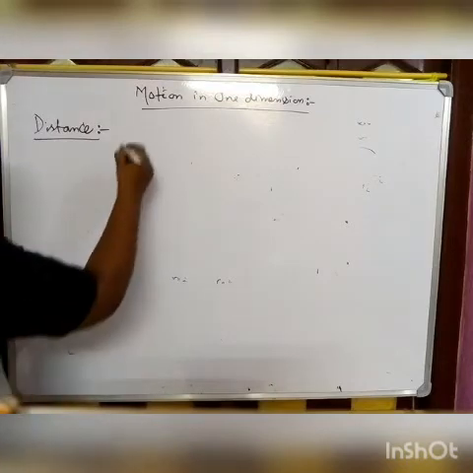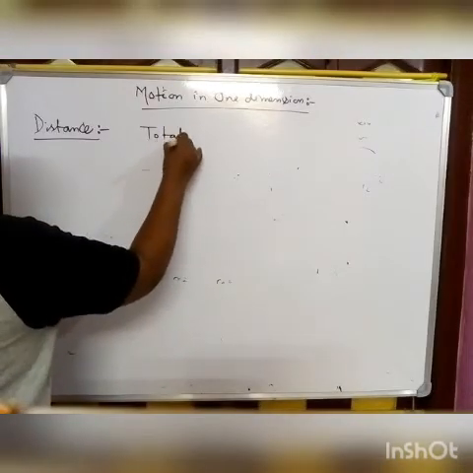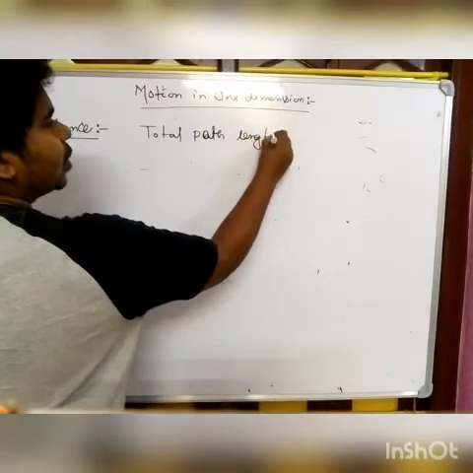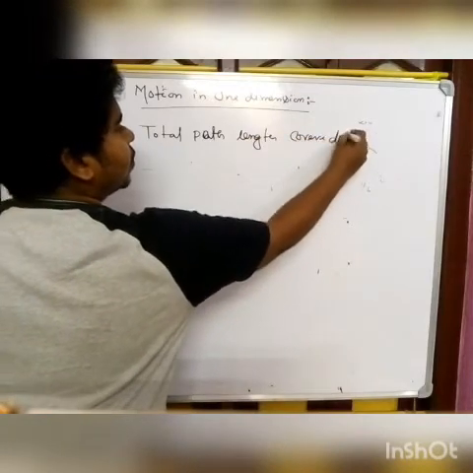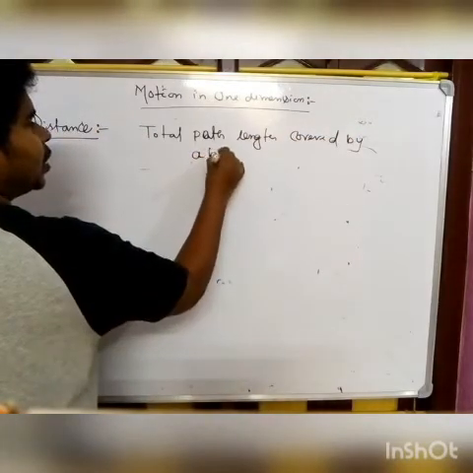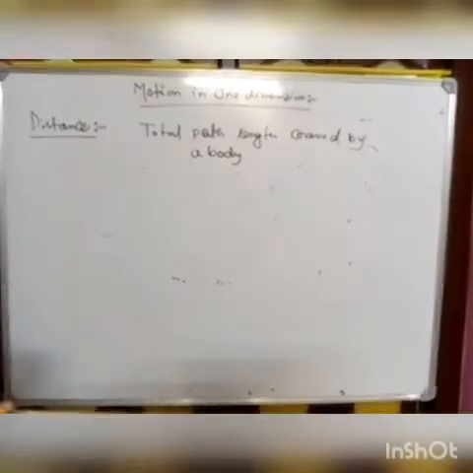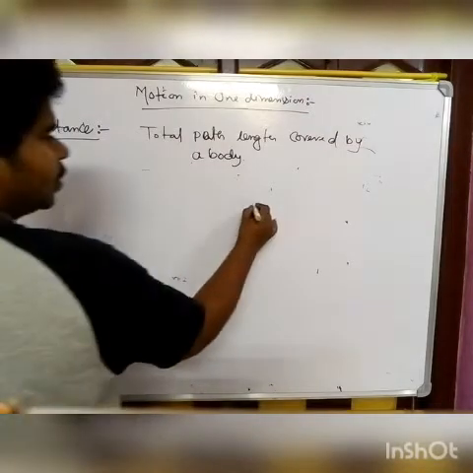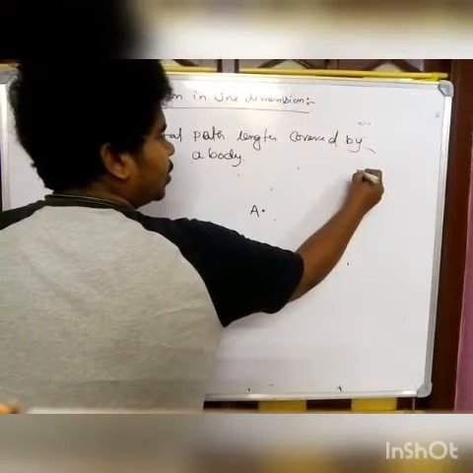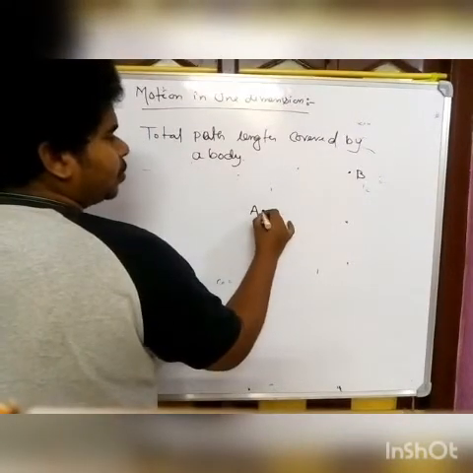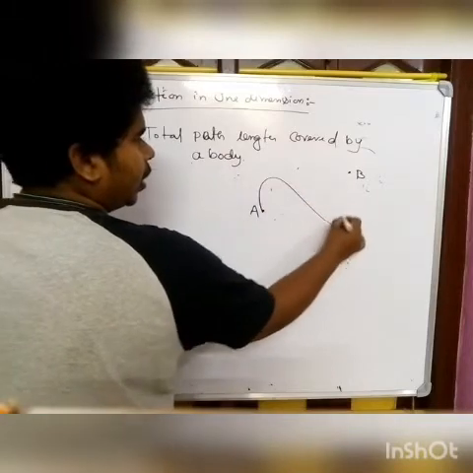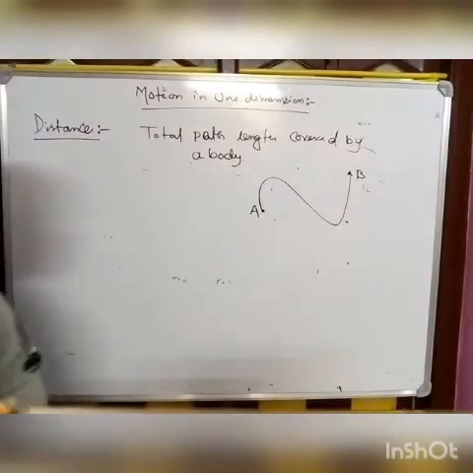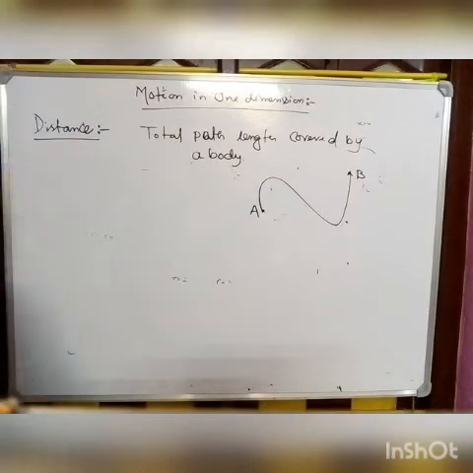Distance is basically the total path length covered by a body. Total path length covered by a body is known as distance. Assume this is a point A, this is a point B. If the person starts from A and goes to B by this way, this total path length, just like S, is the total distance.